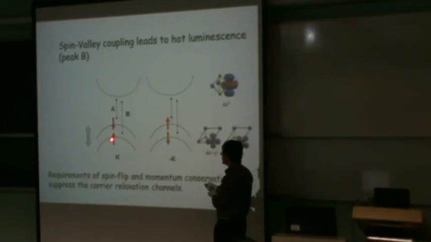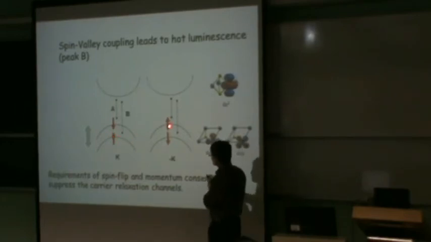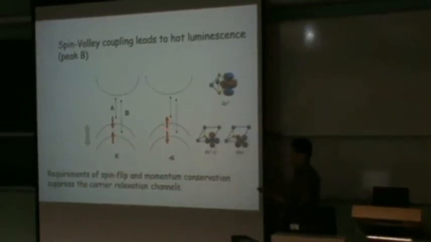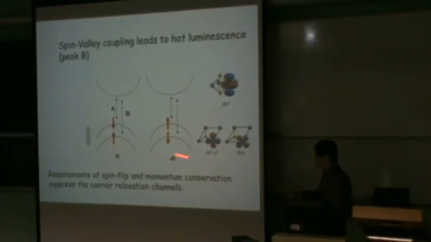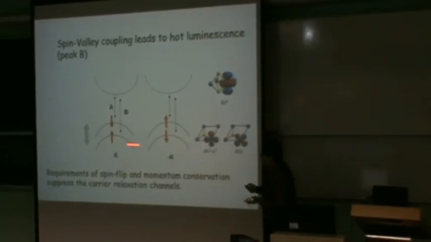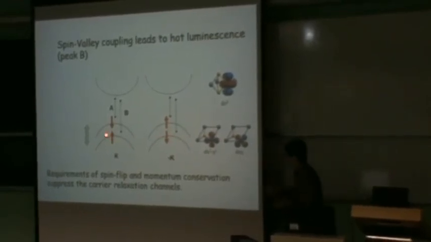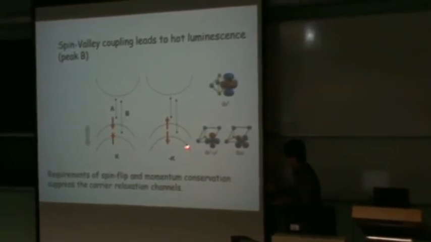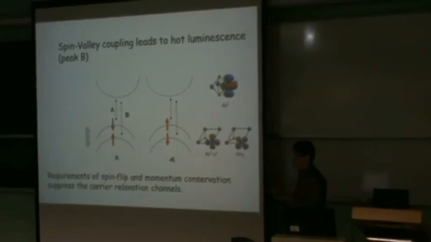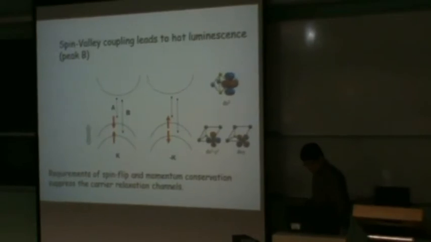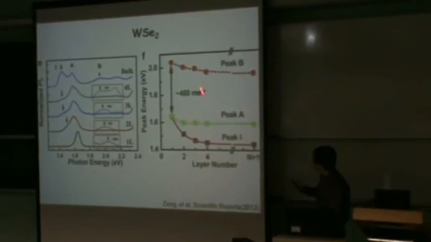Or through inter-valley scattering to this one. This does not require a spin flip, but you have to satisfy momentum conservation, separated by 2K. So both channels are not easy. That's why we can observe the emission from the higher energy state. Just because the relaxation at higher energy is suppressed, due to either the spin flip or even the valley scattering.